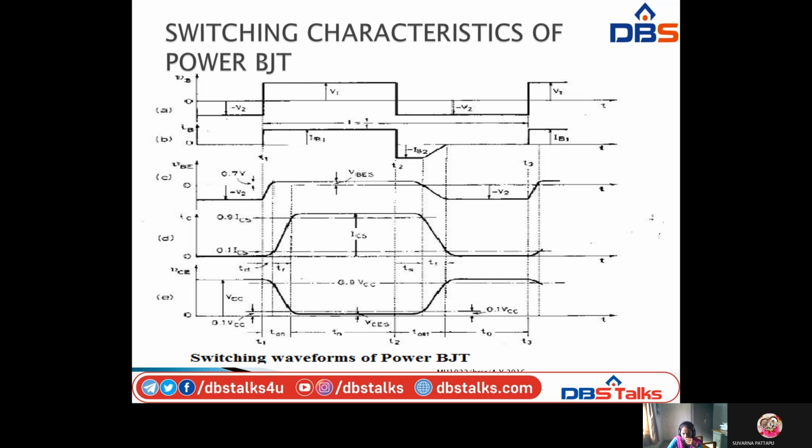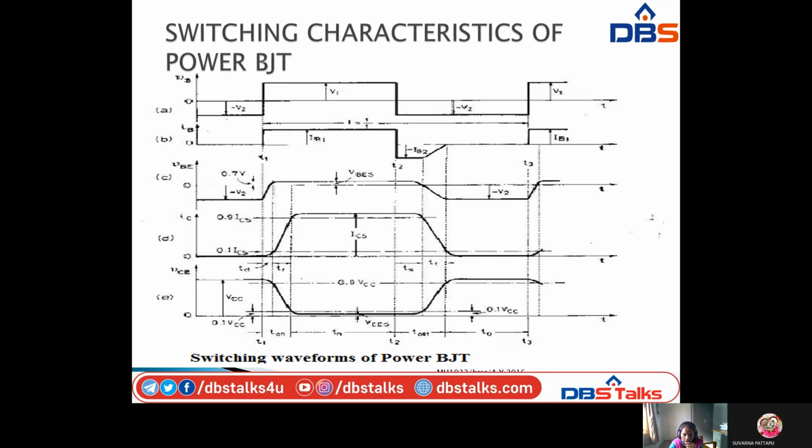Then the VBE will go on increasing and it will be conducting. After that it reaches some point, then goes to 0, and it will be obtained as minus VB. In negative polarity the voltage will be obtained.